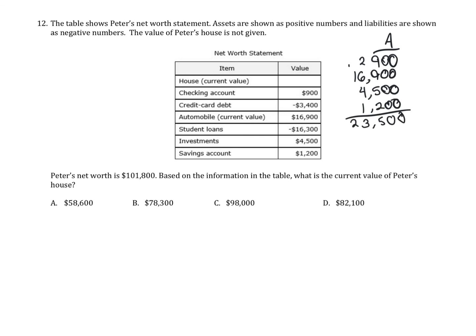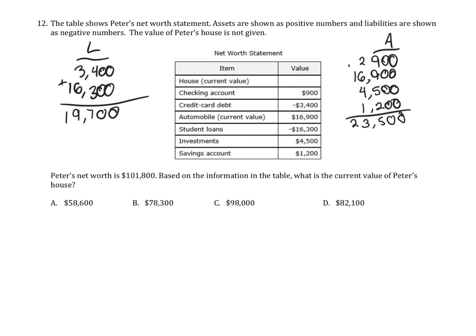Now we need to add up our liabilities. Let's put that over here. So we have 3,400. And we have 16,300. And that's it. So we need to add these up. 0, 0, 4 plus 3 is 7, and 3 plus 6 is 9, and 1 is left there. So we get 19,700.